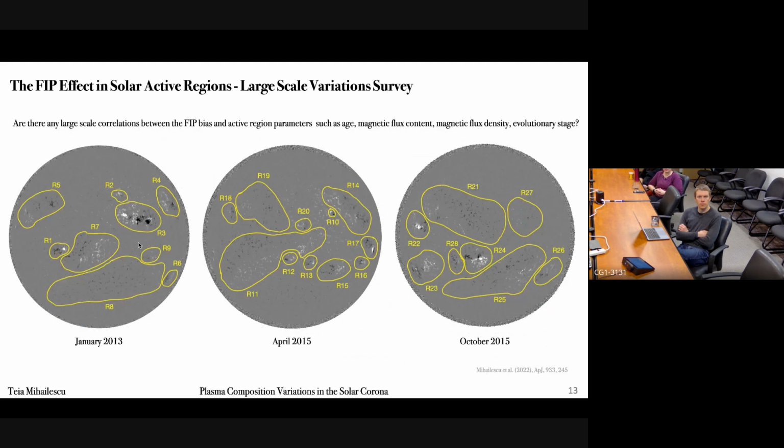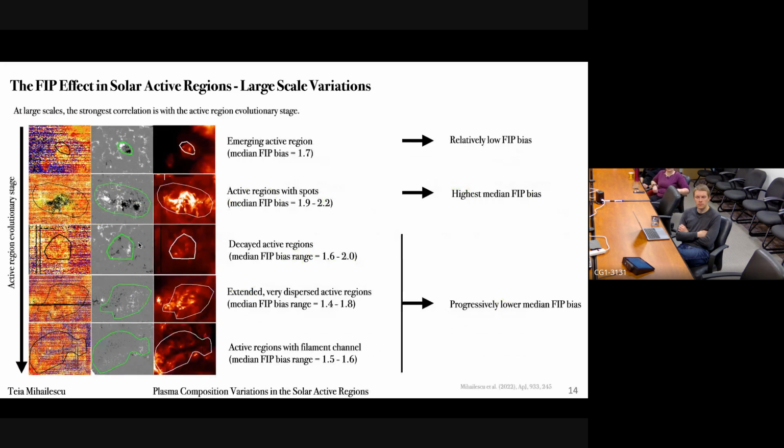So the first study I'm talking about today is this large scale variation study. We looked into 3 of these full sun Hinode EIS scans, and we took all the active regions there, and we tried to figure out if there is a link between the FIP bias observed in the active region and other active region properties like magnetic flux or age or evolutionary stage and so on. And the main correlation that we found is the correlation with active region evolutionary stage.